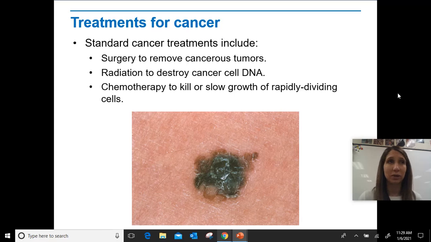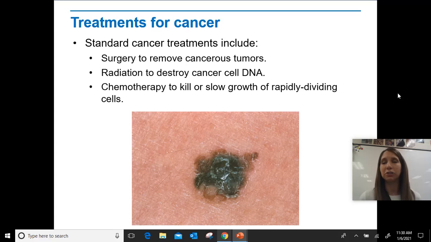And as we've talked about in this chapter, there are lots of cells that divide fairly rapidly, but are actually supposed to be dividing fairly rapidly. And chemotherapy can't distinguish between those and cancerous cells. So chemotherapy is exactly the reason why cancer patients undergoing this treatment may lose their hair, because hair follicles, as we've mentioned, are rapidly dividing cells.